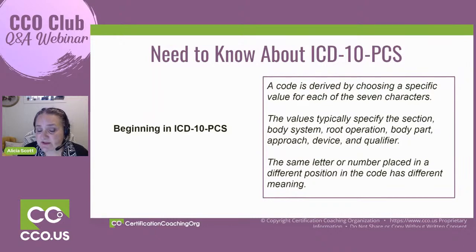Now, some of those terms may feel a little alien to you, but I'm going to give you examples, and once I do, you'll have it. It's not difficult to get familiar with those terms. The same letter or number placed in a different position in the code has a different meaning. Now, when we look at ICD-10-CM, we know that certain characters mean the same thing predominantly through the whole code set. For example, I talked about diabetes. We know that all of your diabetic codes start with an E. And we can remember that by endocrine system, right?